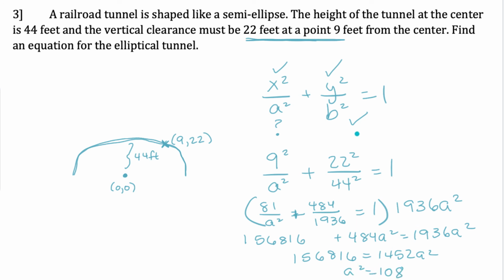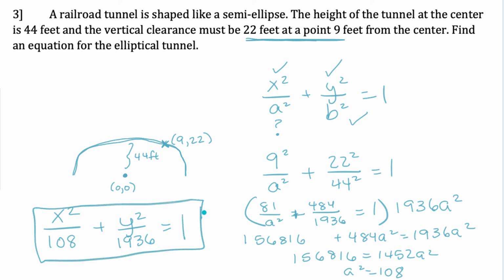That worked out nicely. And we're just being asked to write the equation for the elliptical tunnel, so I don't need to know what a is, right? So the equation for any point on this elliptical tunnel is going to be x squared over 108 plus y squared over 44 squared, which we learned was 1936, equals 1. And that's it. And now, I could extend this question and say, what is the clearance at a point 11 feet from the center or something like that. So I could have you then use this equation to find some more information.